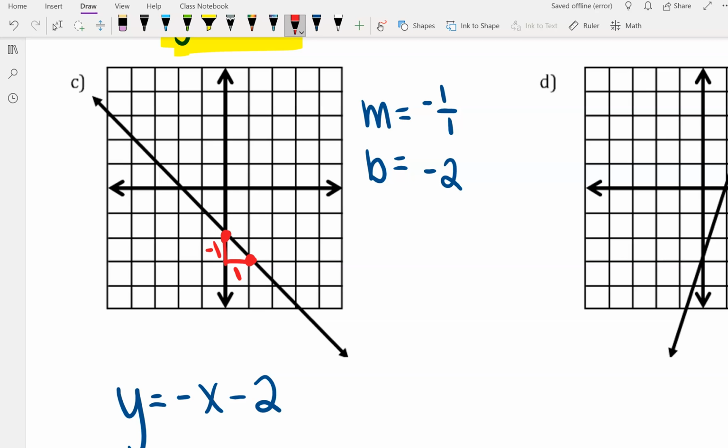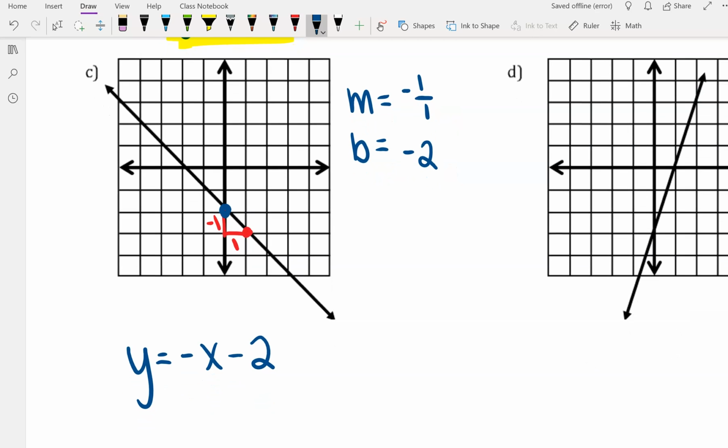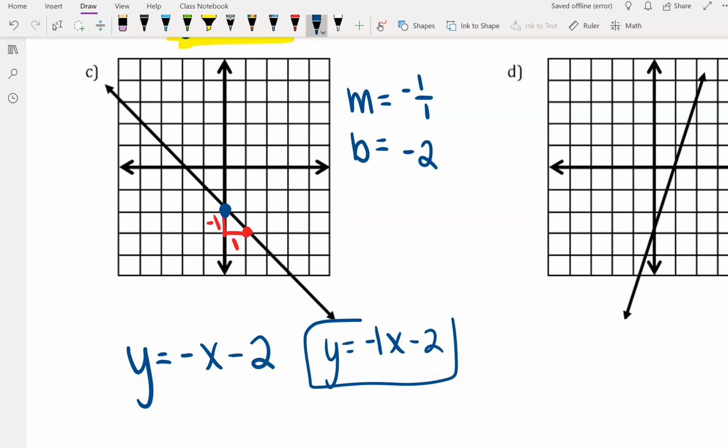And then the y-intercept, where it crosses the y-axis, is right here at -2, so that's the b. And then when I write this, I just write it as y equals -x minus 2. You also could have written it as y equals -1x minus 2. Those two mean the same thing.